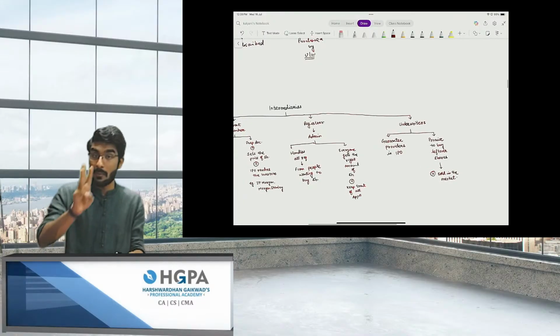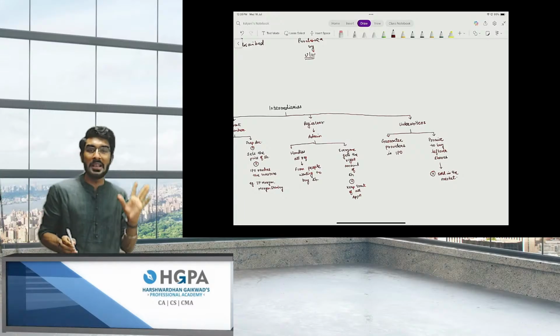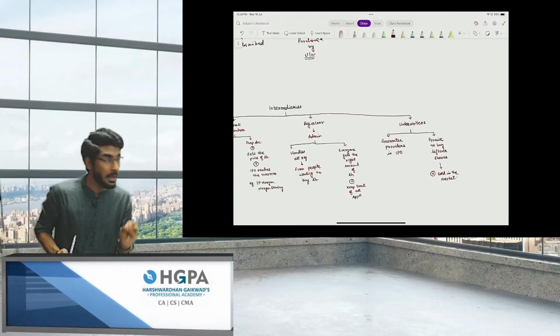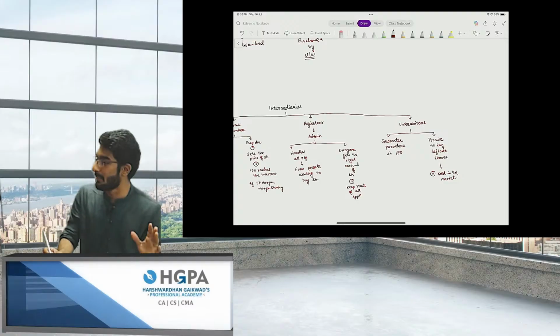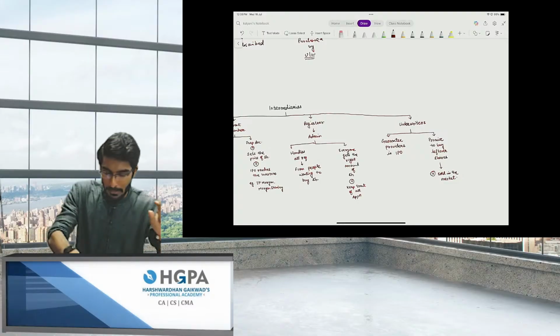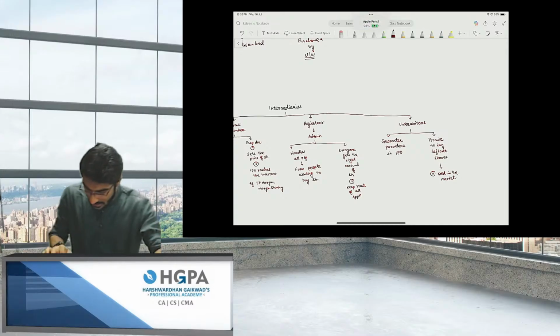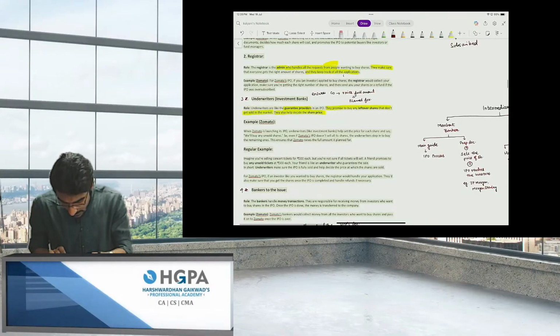Now that we are done with 3 intermediaries, there are 2 intermediaries remaining, people. One more intermediary is my favorite, the syndicate member, but we'll understand that in the end. Beautiful concept. I am 100% sure that you are going to enjoy this concept like anything. But before that, let's quickly complete one easy intermediary, that is called the bankers to the issue.